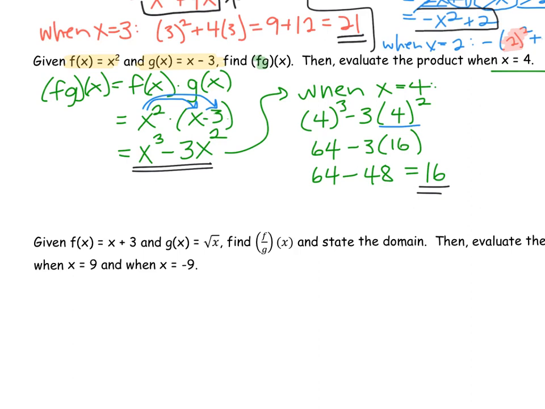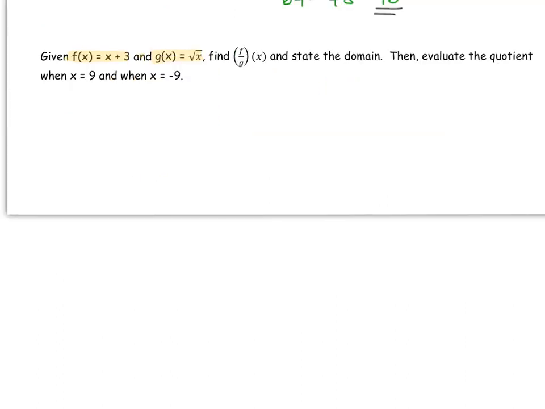So we first found the product f times g of x, and then we evaluated when x is equal to 4. Our final mathematical operation will be division. And once again, we have two different functions for f of x and g of x. It says given f of x equals x plus 3 and g of x equals the square root of x, find f divided by g of x and state the domain. With fractions, we'll likely have a domain restriction in the denominator. Then evaluate the quotient when x equals positive 9 and negative 9. So we have two parts to evaluate for this problem.